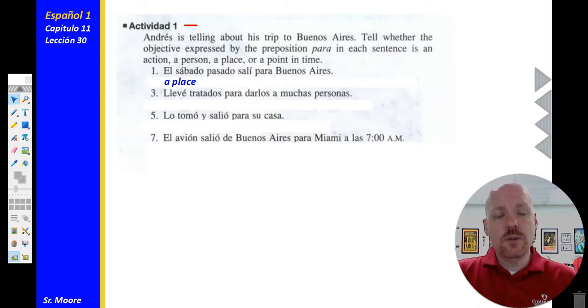All right, I hope that went well for you. As we check our answers, make sure that you are marking any corrections in red. That way you know what you need to ask about so that you can understand why you missed what you missed. Número 3. Llevé tratados para darlos a muchas personas.